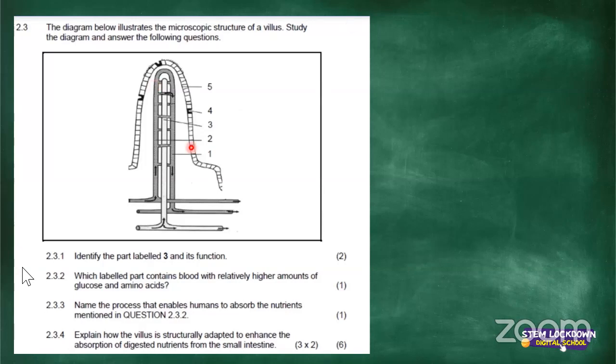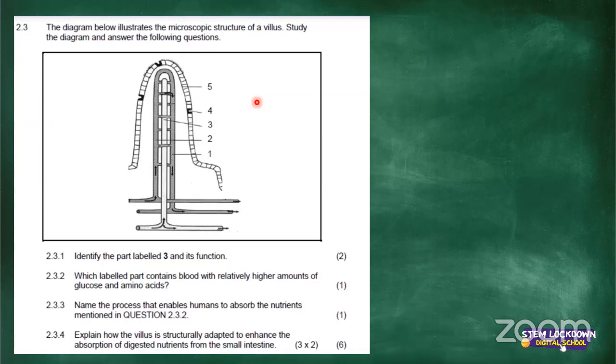It reads: the diagram below illustrates the microscopic structure of a villus. Study the diagram and answer the following questions. So here we have the structure of our villus. Remember that this is found where? On the mucosa, all right? That is on the innermost layer of your small intestine. Question 2.3.1 says identify the part labeled 3 and its function.